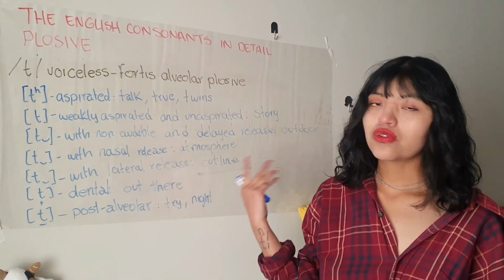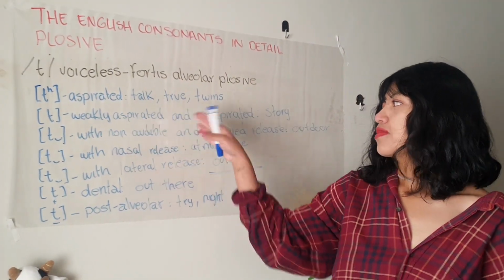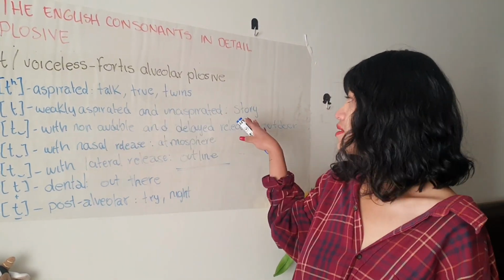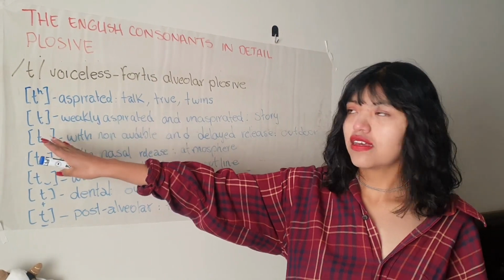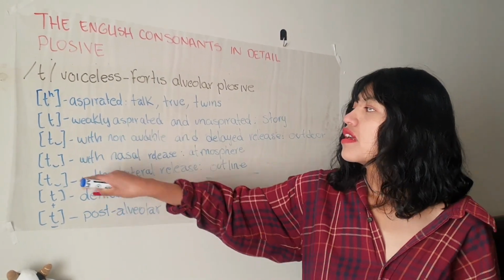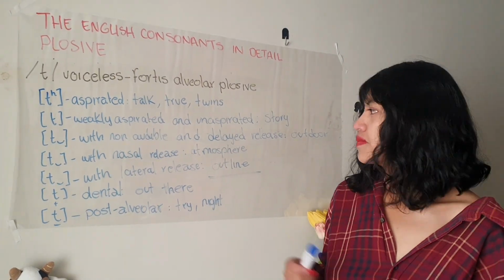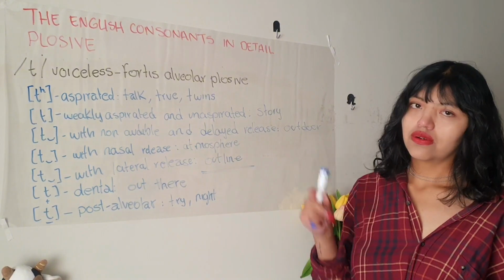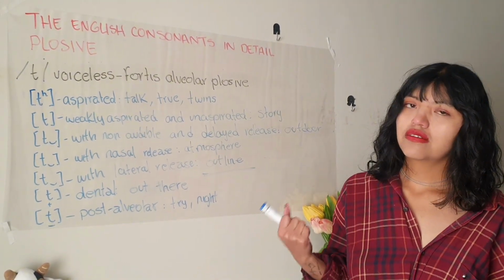true, twins. The second one is the weakly aspirated and non-aspirated, and we have an example like story, and it doesn't have any diacritic, as you can see. The third one is with the non-audible and delayed release, and we have an example like outdoor. We don't release the t in outdoor, we say outdoor.